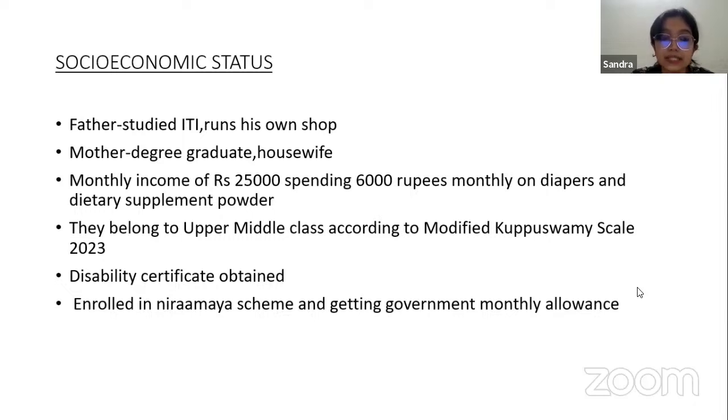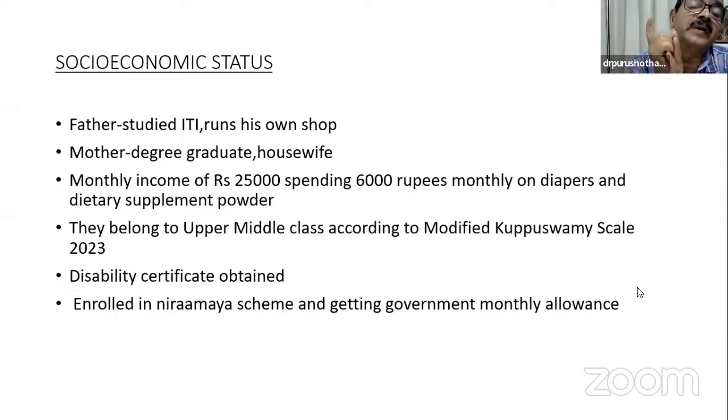He has obtained a disability certificate. He is enrolled in the Niramaya scheme and is getting a government monthly allowance. Very good that you have mentioned a lot of social support. We all should be aware of the programs meant for these disabled children. Now that word is out, you need to know about this.